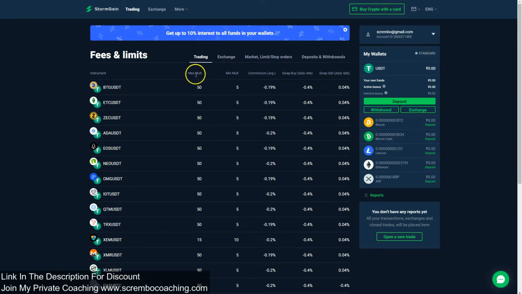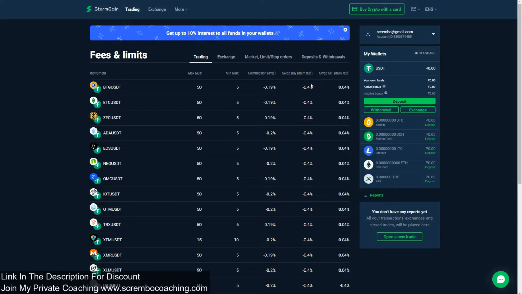We have the max multiplication for the instrument, minimum multiplication, which means the leverage you can give to your trade, minimum and maximum you could give. Commission you're going to pay by utilizing that service of trading, 0.19 for example, by trading that stuff right there. And then the swap buy, the daily rate is 0.4 and 0.04 when you are into the swap sell category.